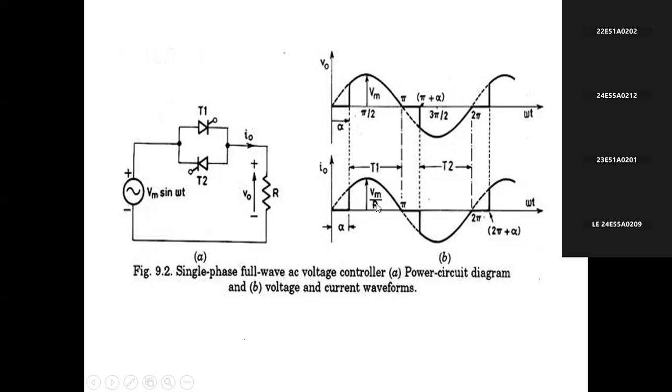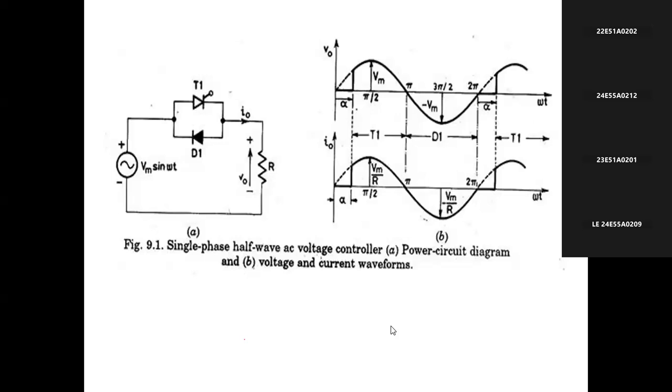We are controlling the positive cycle at alpha, and also at pi plus alpha, the negative cycle we are controlling. But see the half wave AC voltage controller. Here one thyristor is connected, but a diode is connected for the other. Diode will not have a firing angle. Exactly at pi, the diode is on. That's why you are getting full output voltage during the negative cycle from pi to 2 pi.